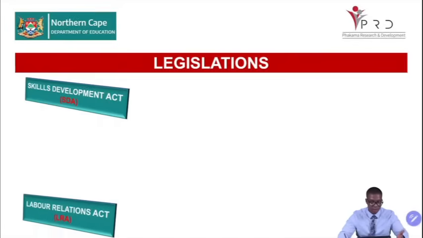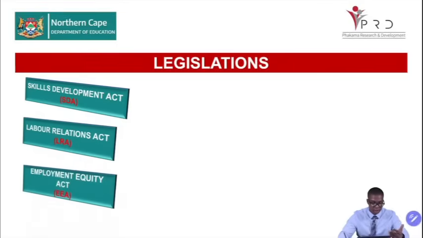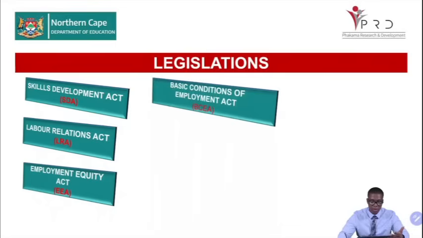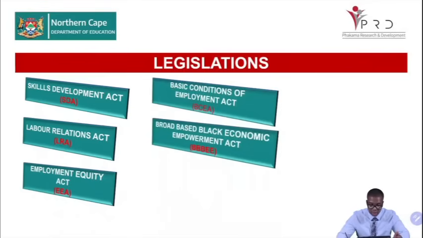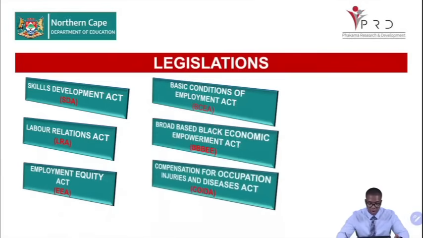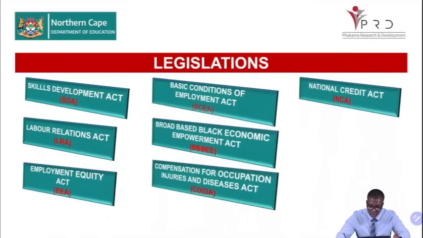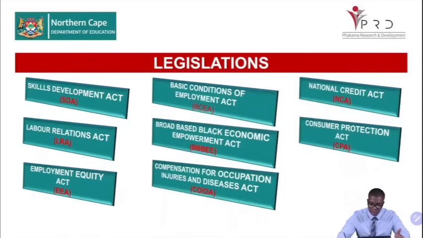You have your Skills Development Act, you have your Labor Relations Act, you have your Employment Equity Act together with the Basic Conditions of Employment Act. Then you have the Broad-Based Black Economic Empowerment Act together with Compensation for Occupational Injuries and Disease Act. Thereafter, you have National Credit Act, and then you have your Consumer Protection Act.